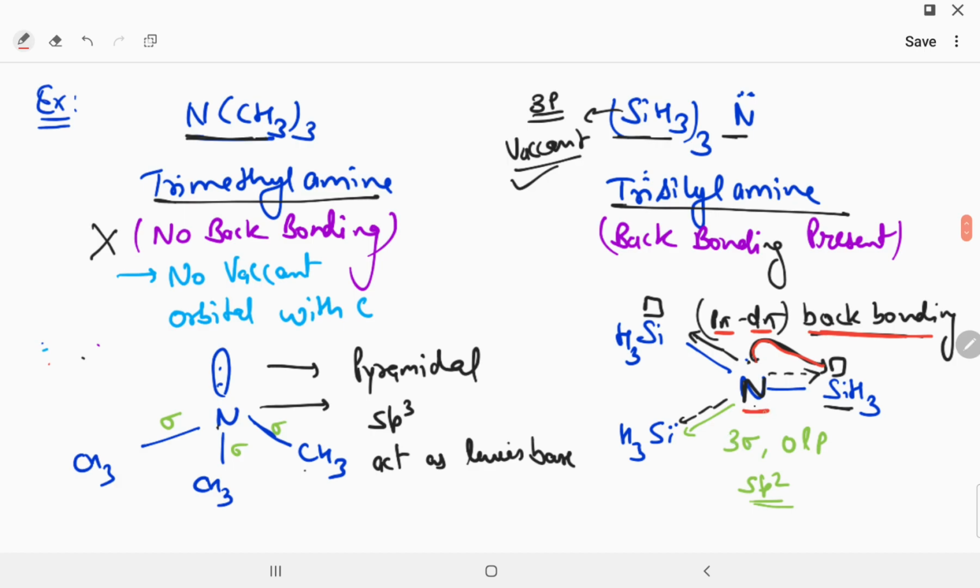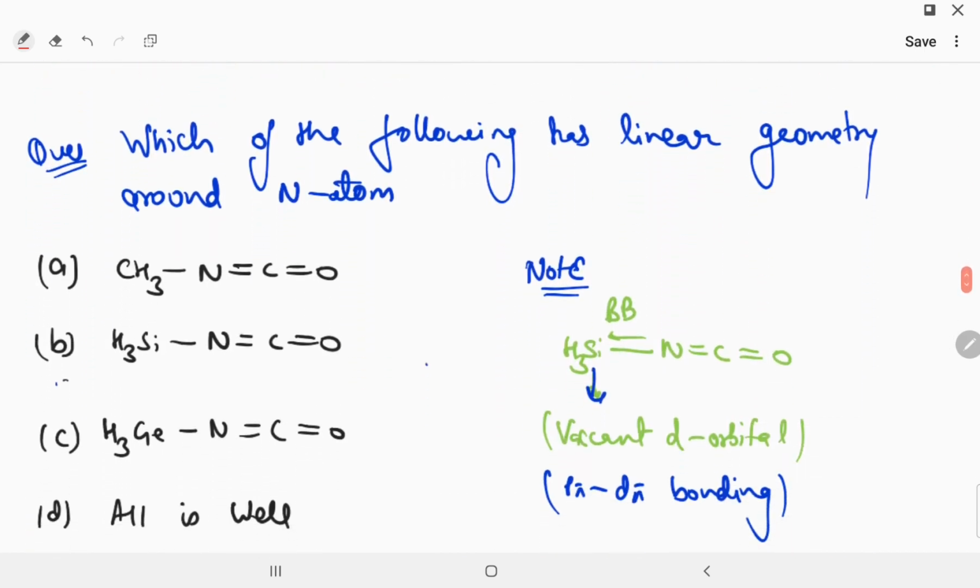So we can say this nitrogen is sp2 hybridized and this nitrogen, you have to remember, is sp3 hybridized, because it has one lone pair plus 3 sigma bonds. So the hybridization of nitrogen is sp3. But in N(SiH3)3, that is called trisilylamine, because of the back bonding, it has 3 sigma bonds but 0 lone pair. So the hybridization of nitrogen is sp2 and it will show back bonding. So this is a very important example. Now we continue with the next example.